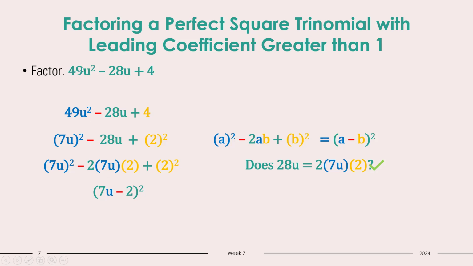So the key is, recognizing first that the leading term is a perfect square, and the constant is a perfect square, or the last term is a perfect square. And so then that leads me to do the check. Does the middle term fit the pattern? If it does, then we can factor this much more quickly, recognizing the pattern, than trying to do A times C.